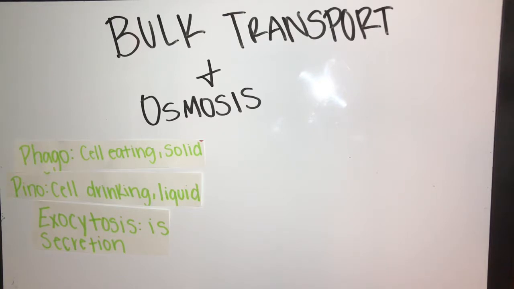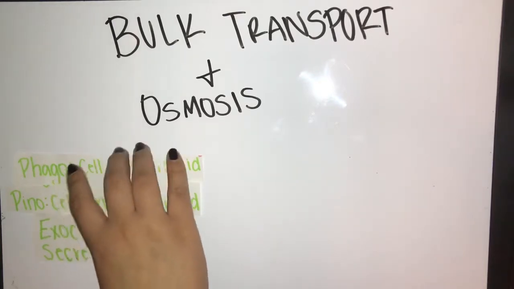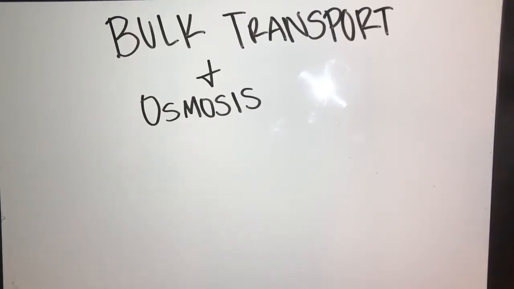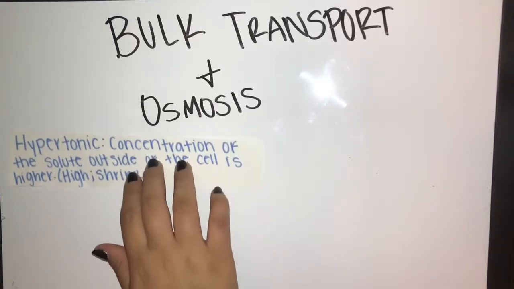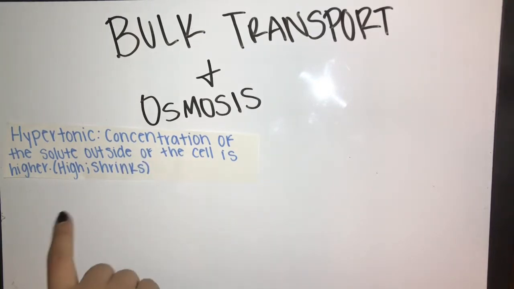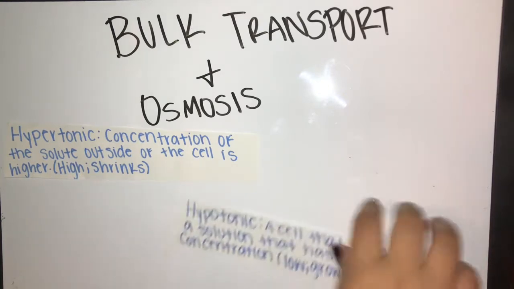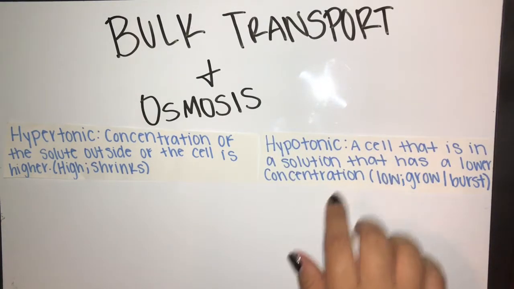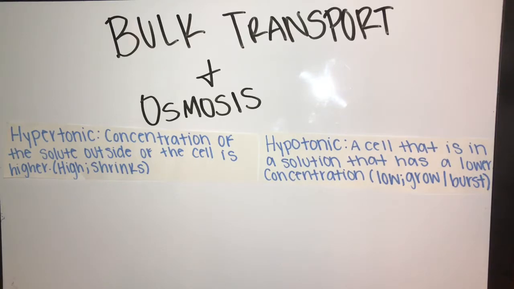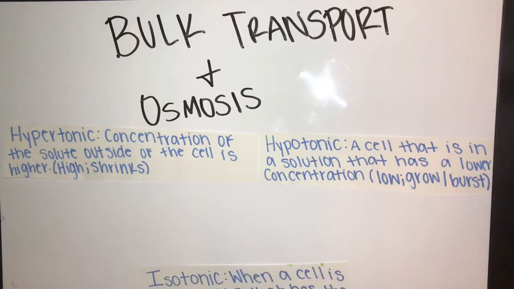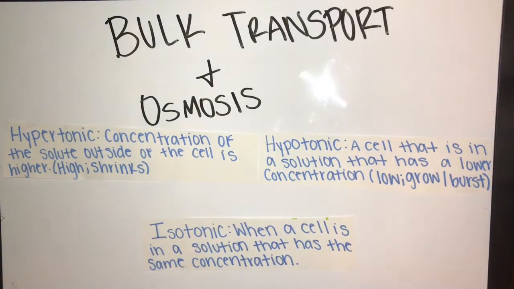Now, let's get to osmosis, shall we? So now there's three types of osmosis. There's hypertonic, which is when you have a high concentration on the outside, and the cell shrinks. Hypotonic is when you have a lower concentration outside the cell. It makes the cell grow and burst. And isotonic is when the solution has the same concentration inside and out.